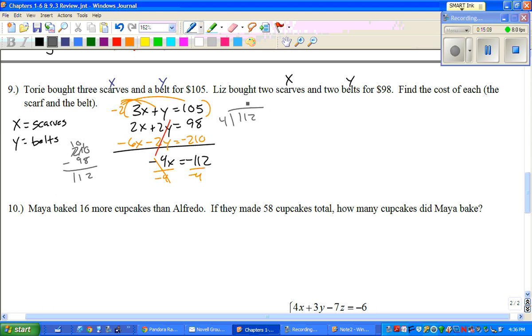112 divided by 4, 4 goes into 11 2 times. Subtract and bring down the 2. And then 4 goes into 32, 8 times. So we get that x equals 28.